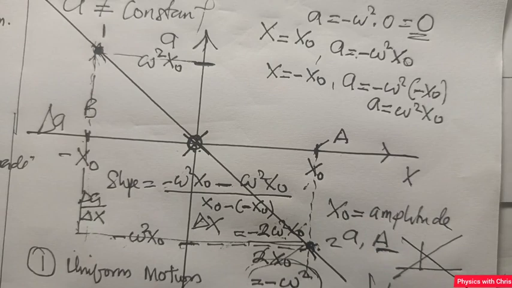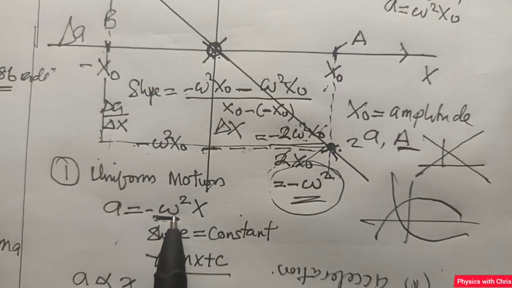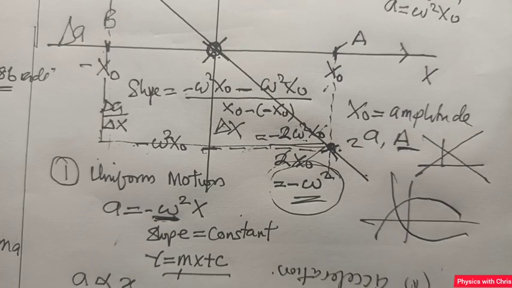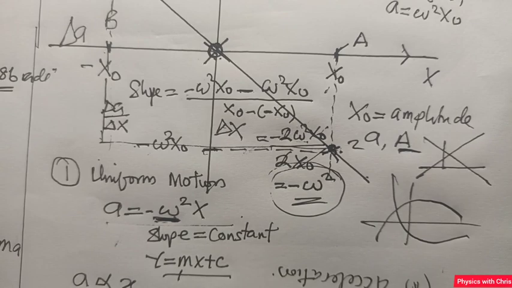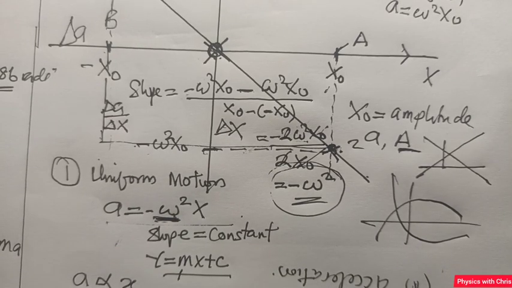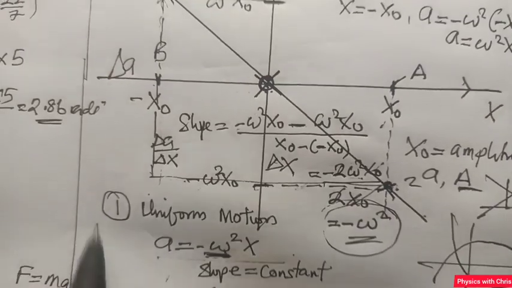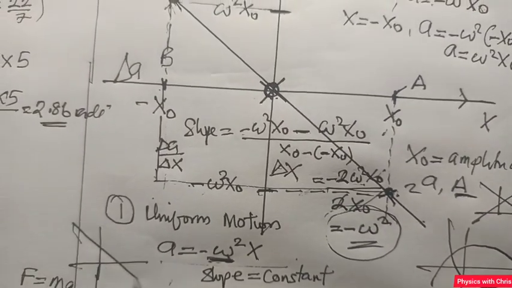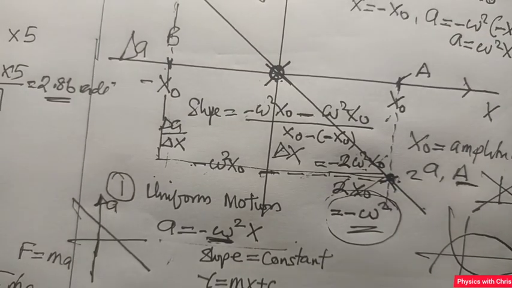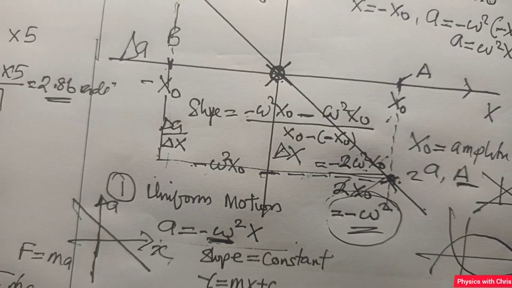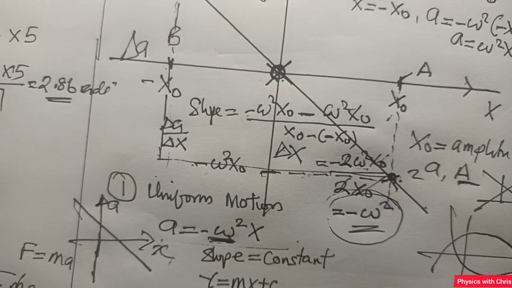Number one, the graph must be a straight line so that the slope will be constant, because this constant is gotten from the slope of the graph. So if the graph was a curve, it has a variable slope, and this will not agree with this equation. So the graph must be a straight line so that this will be constant. And number two, the graph must start from the origin. If the graph were to be like this, it will no longer be true that the acceleration is directly proportional to the displacement. We can just say that the acceleration depends on the displacement. It's not directly proportional to the displacement.